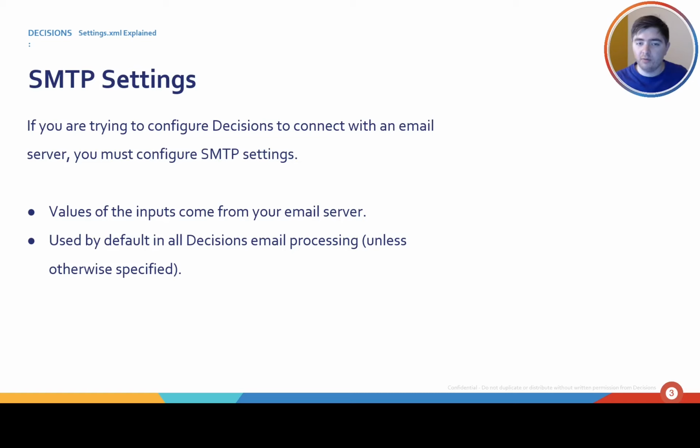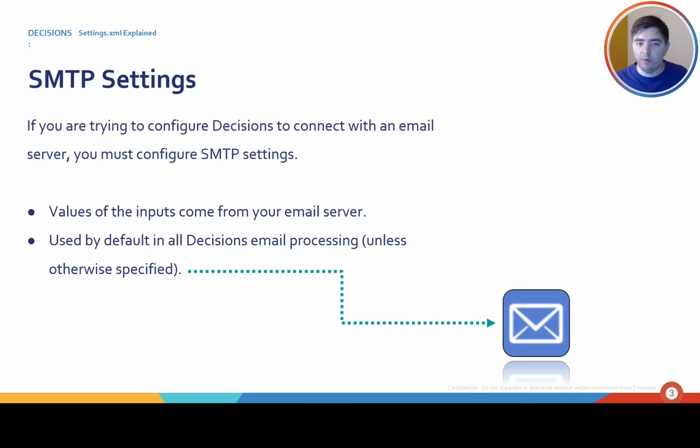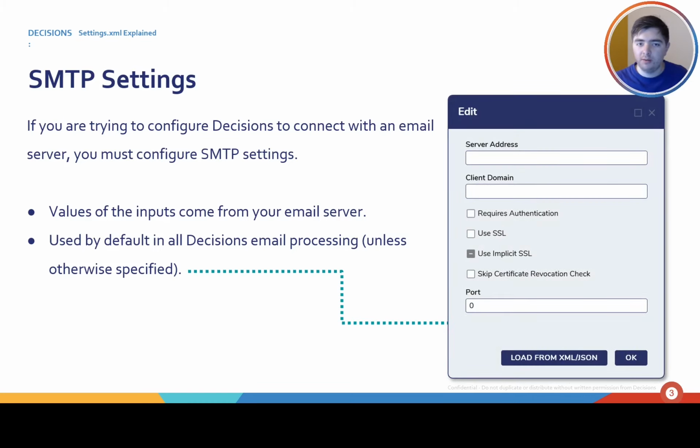Now, Decisions will use these credentials that are set in the Settings.xml unless otherwise specified. Such an example where a specification can be made is in the send email step. When you use this, you have the option to configure different SMTP settings that can be mapped in dynamically, or that can be used as a static input that is separate from the Decisions configured SMTP settings.